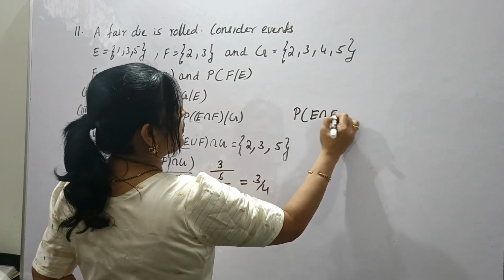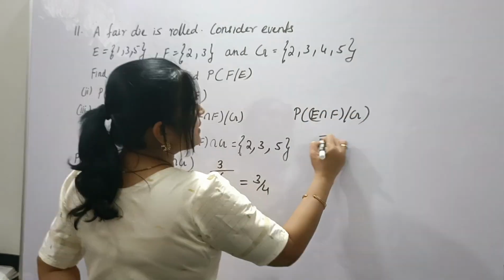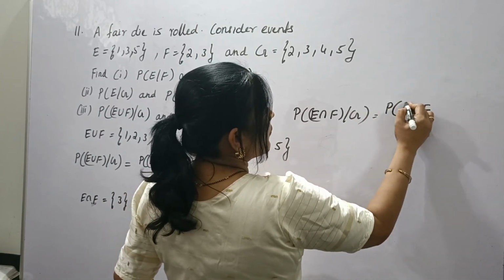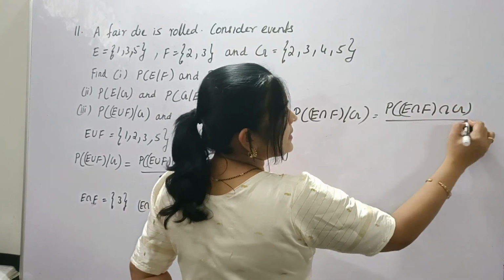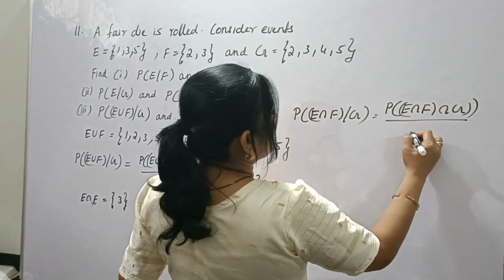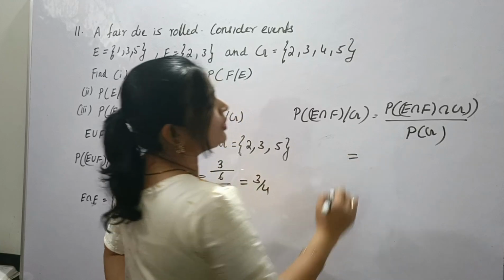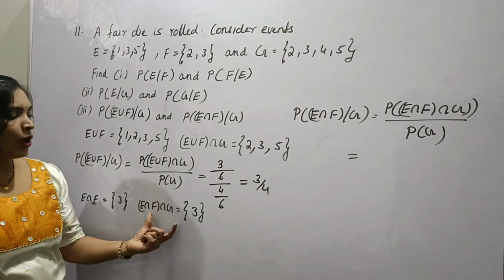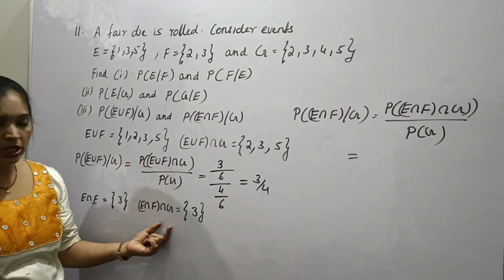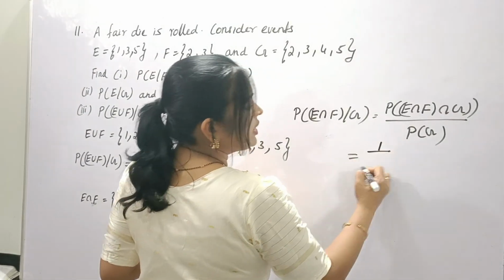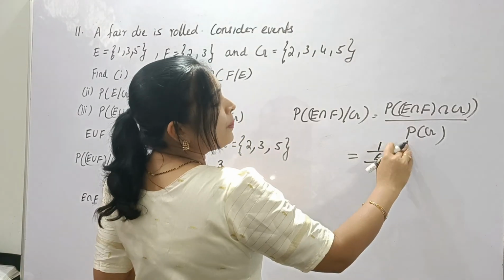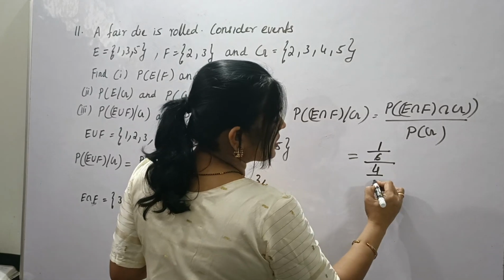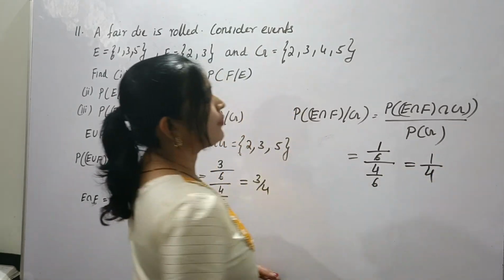Now let's find probability of E intersection F given G, that is equal to probability of E intersection F intersection G, that is the formula, right? Divided by probability of G, that is equal to probability of E intersection F intersection G, the number of elements in E intersection F intersection G, that is 1, divided by 6, divided by probability of G, the number of elements in G, 4, divided by the number of elements in the sample space, that is equal to 1 by 4.